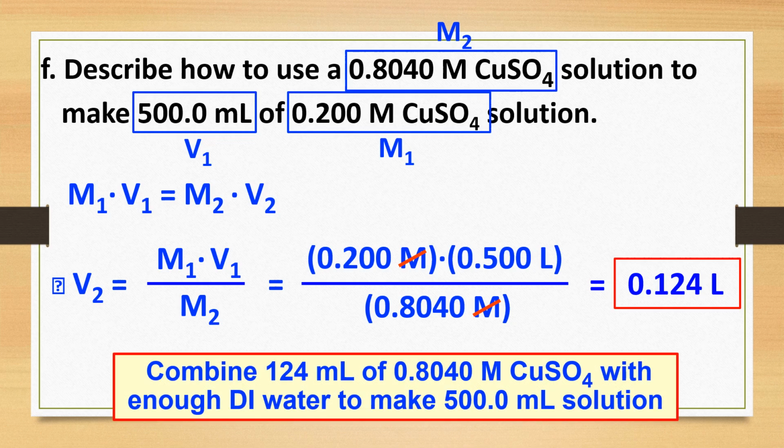So this is the same as if you wanted to make 500 milliliters of a 0.2 molarity diluted solution, you need 124 milliliters of your stock solution.